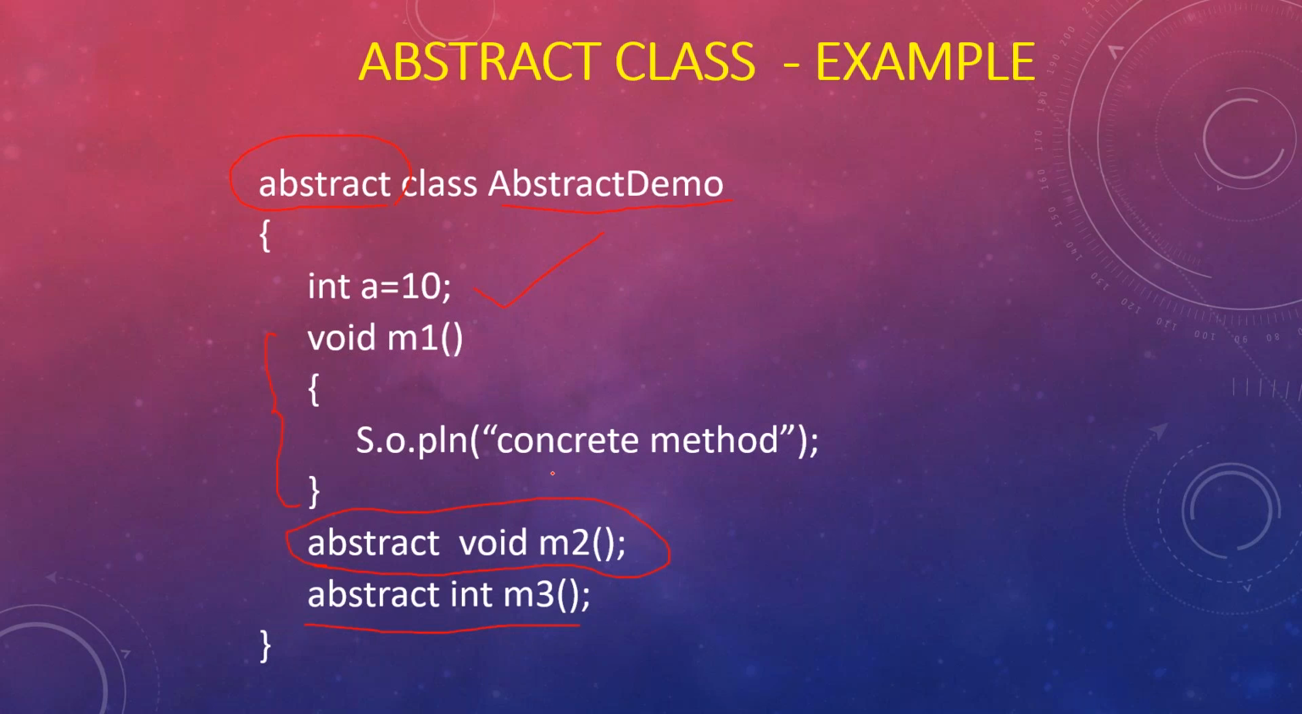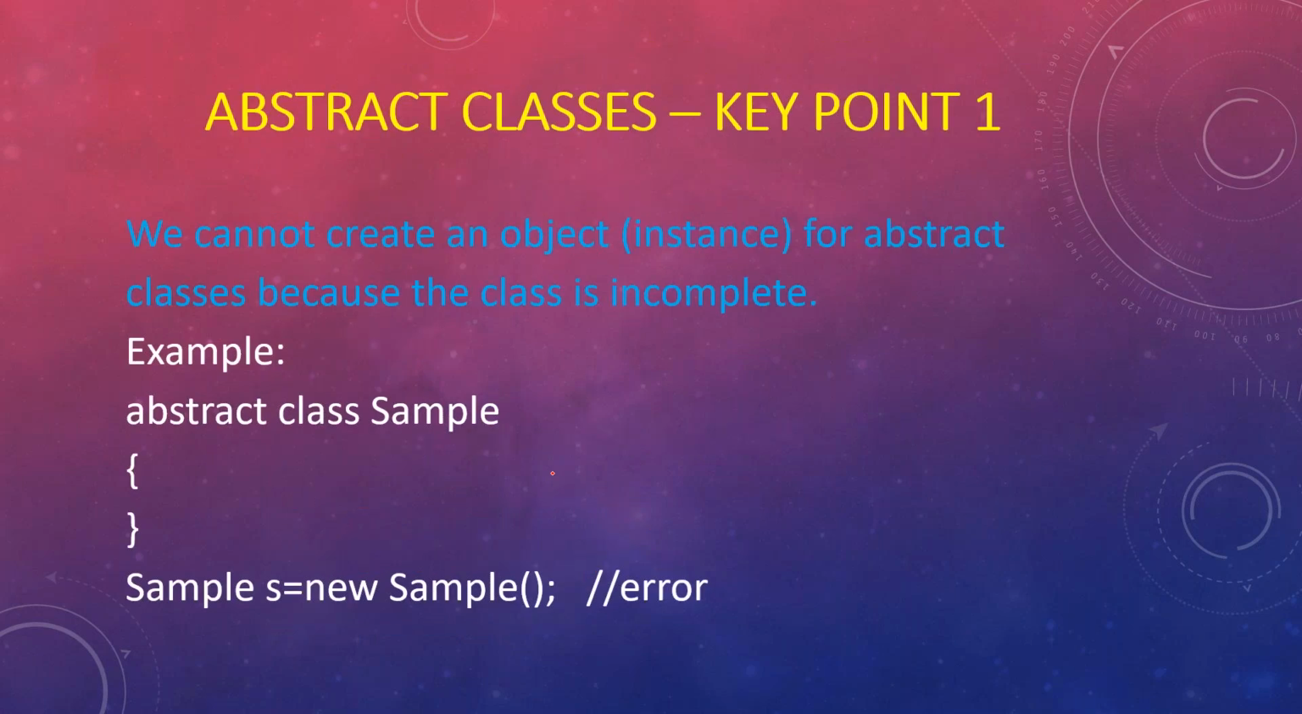We can always create objects for a complete class. Incomplete classes, we cannot create objects in Java. Okay, so for abstract classes we cannot create an object because that class is an incomplete class. It is not a complete class. Okay, that is the first point.